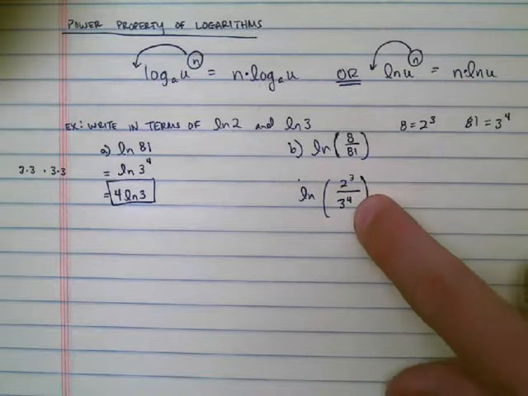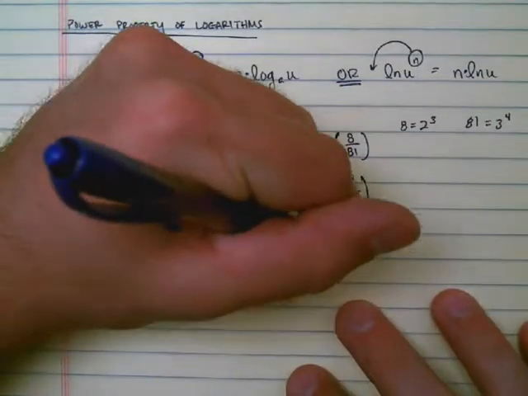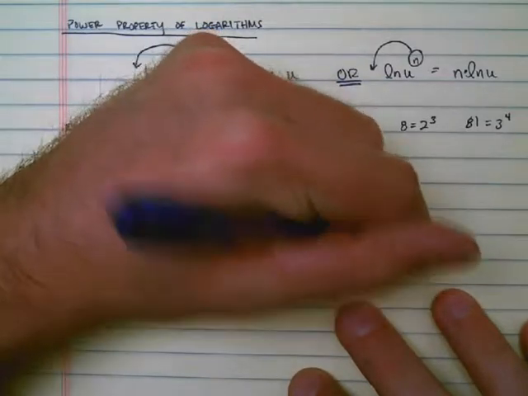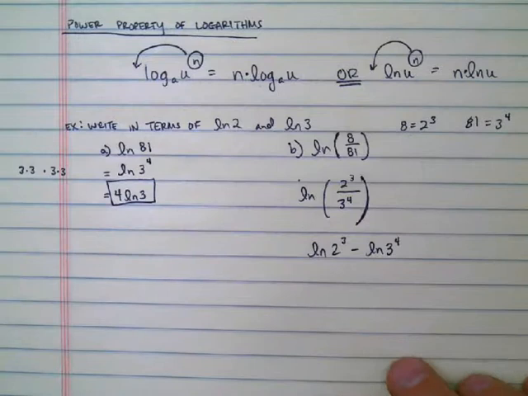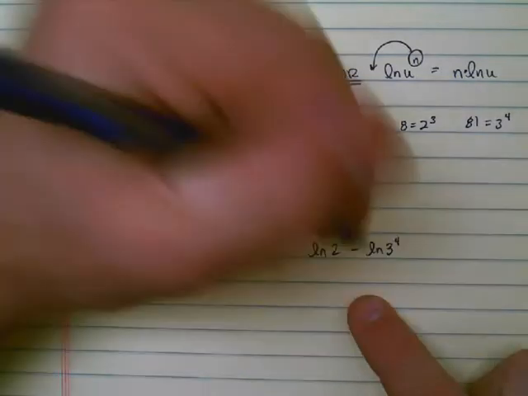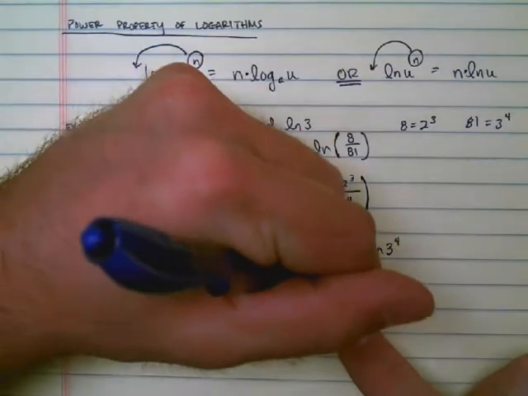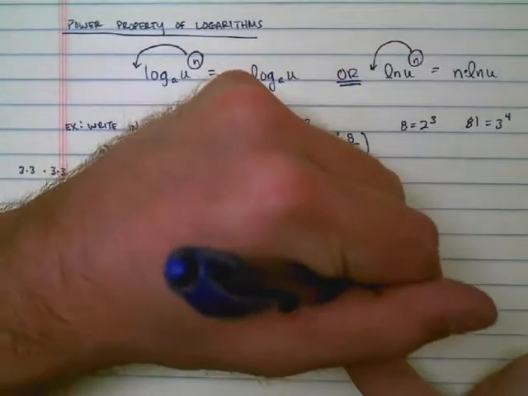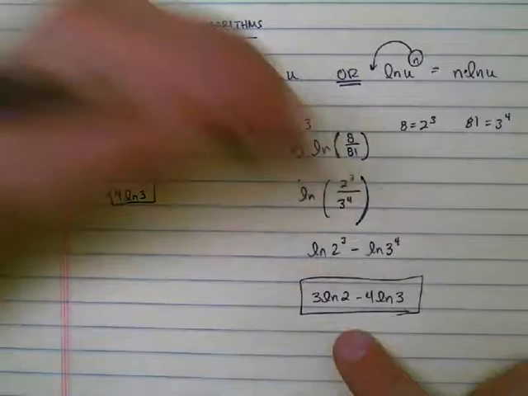So it's going to be like this. I can rewrite this as the natural log of 2 cubed minus the natural log of 3 to the 4th. Now comes the power property, the stuff for this video. See, I've got an ln of 2 cubed, right? So I can take that 3 and drop it down in front. That's the same thing as 3 times the natural log of 2 minus 4 times the natural log of 3. And there's my final answer.